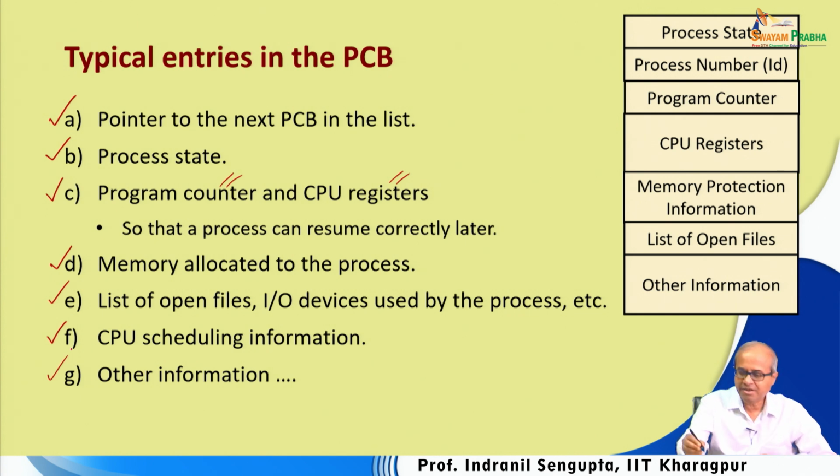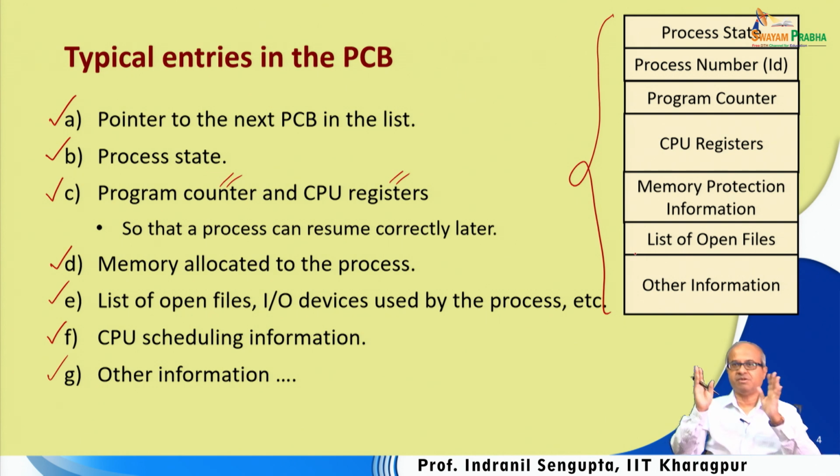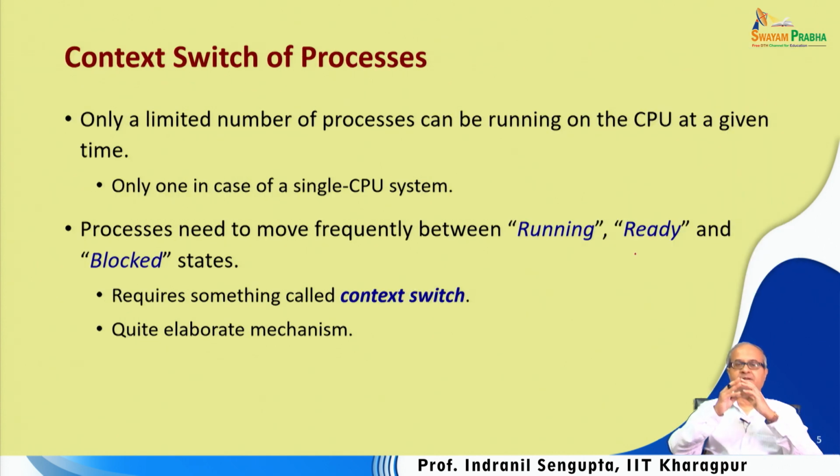So, pictorially we can show the PCB like this, where of course, all the fields are not shown, only some of the fields are shown. So, the relevant information about a process will be stored in a data structure like this in memory. Okay? Fine. Now, I had talked about context switch.